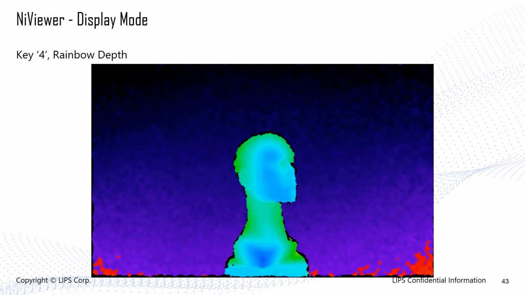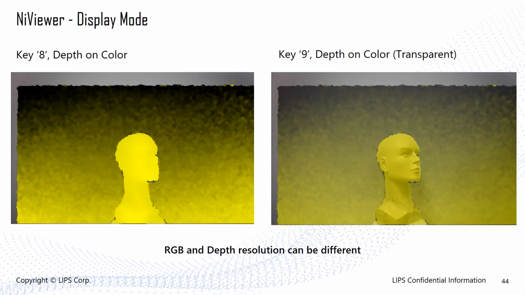The NI viewer includes a rainbow depth, which may also be useful to identify just by viewing which object is protruding versus a background. For this display mode, the key is the number 4. A mode to verify if the depth and the RGB are matching, the key number 8 can be used. In this mode, the depth is placed on top of the color RGB output. And to see through it, the key number 9 makes it transparent to verify if they are properly transposed.